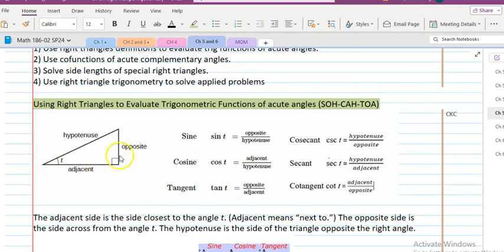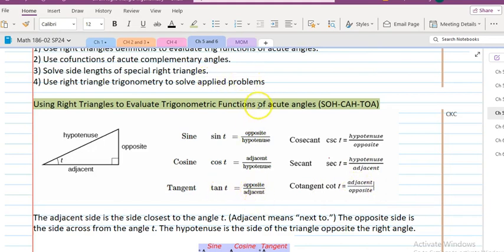And the corresponding reciprocal identities are still the same. Cosecant is the reciprocal of opposite over hypotenuse, so it becomes hypotenuse over opposite. Secant is hypotenuse over adjacent, and cotangent is the reciprocal of tangent, so it becomes adjacent over opposite. Okay, so tangent is opposite over adjacent.